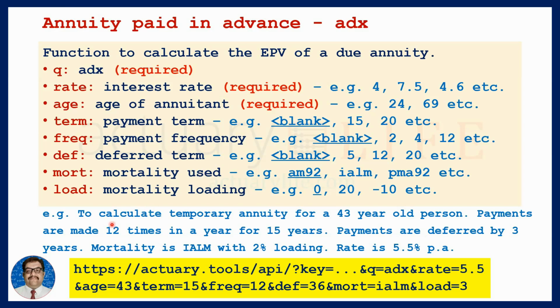I have an example here, which is to calculate the temporary annuity for a 43-year-old person, and these payments are made 12 times in a year for 15 years. Payments are deferred by 3 years. Mortality is IALM with 2% loading, and rate is 5.5%. To calculate this, we can make a call to the API with the appropriate key, Q as ADX, rate as 5.5, age 43, term as 15, frequency 12, and deferred by 36 payment terms, which is basically 36 months because frequency was 12 here. Then mortality is IALM, and this is the keyword for IALM, and then a loading factor of 3%.